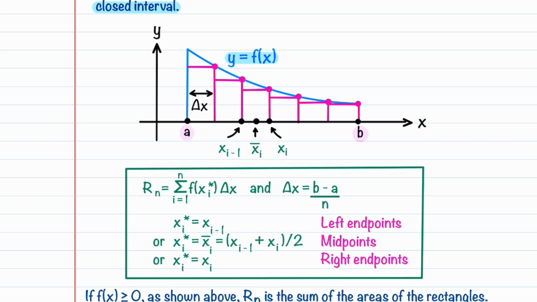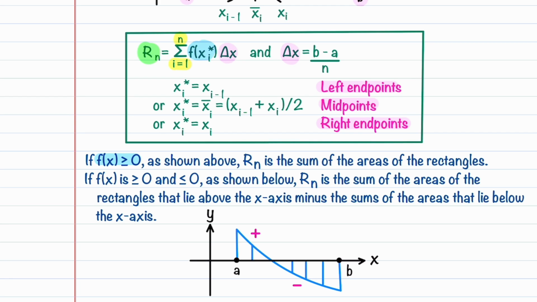A Riemann sum is notated as capital R sub n, and it's the sum from i equal to 1 to n of f of x sub i star times delta x, where delta x is equal to b minus a, that's the right endpoint minus the left endpoint, divided by n, which is the number of rectangles. X sub i star varies depending on if you're using left endpoints, midpoints, or right endpoints. In a minute, we'll walk through an example using left endpoints and using right endpoints.